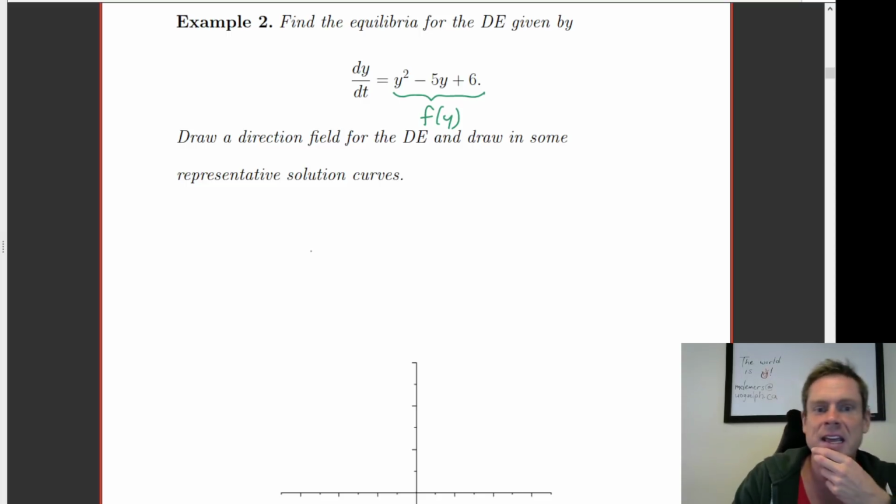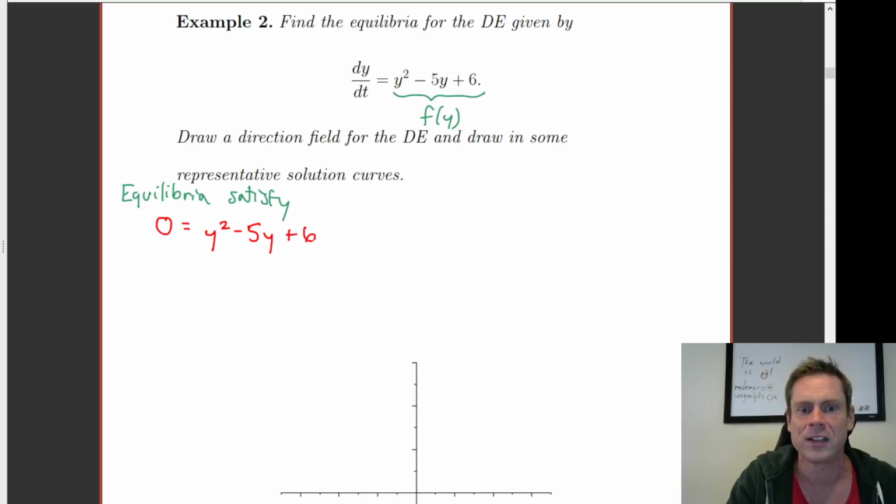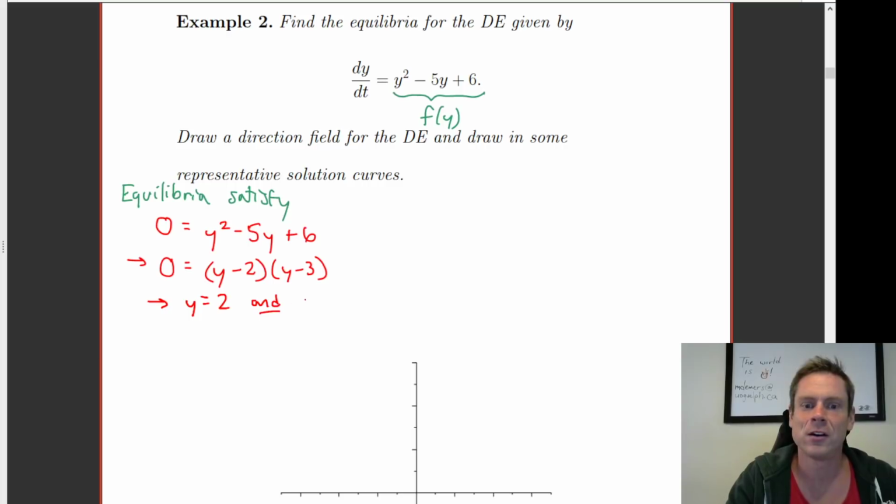We can find a direction field by first finding equilibria and going forward. So let's do that first. Equilibria will satisfy, if we set that dy by dt to 0, think horizontal tangent, 0 equals y squared minus 5y plus 6. I can solve this because this is a trinomial and I can factor it, right? So I get 0 equals y minus 2, y minus 3. And that means that y equals 2 and y equals 3 are equilibria.